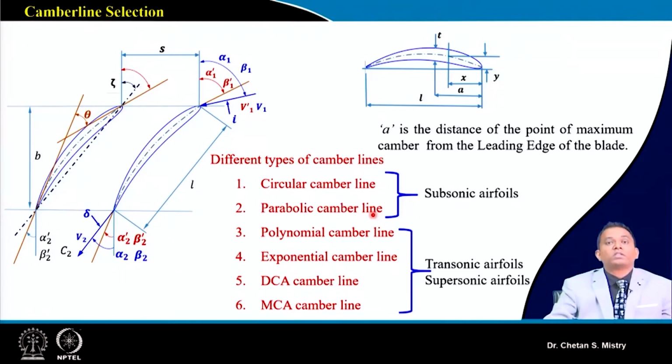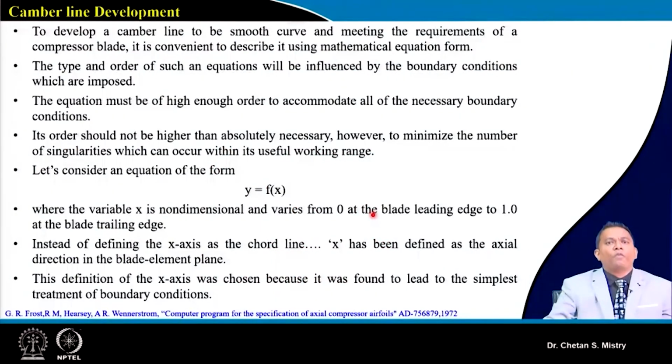Now for transonic and supersonic aerofoils, we are looking for different kinds of camber line shapes. They are polynomial type or exponential type, DCA type or MCA type. So let's learn how exactly we make these camber lines. We are discussing the development of the camber line for the transonic aerofoil.